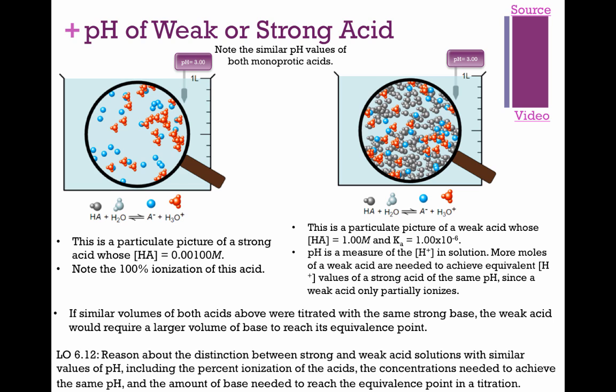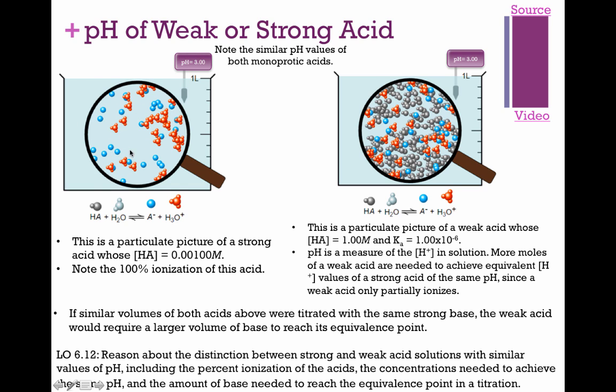A weak acid or a weak base is always at equilibrium. And so we have to look at equilibrium calculations when we calculate pH. But if we are taking a look at two monoprotic acids, here this is a pH of 3, this is a pH of 3. So it says this is a particulate picture or particle diagram of a strong acid.